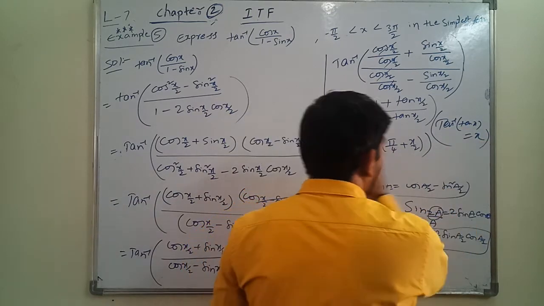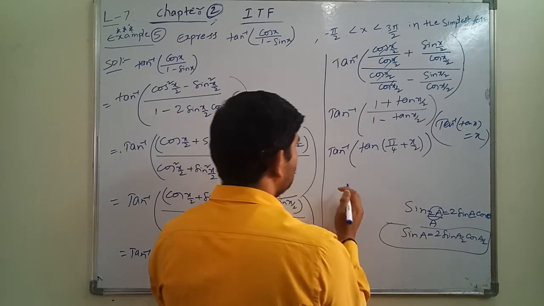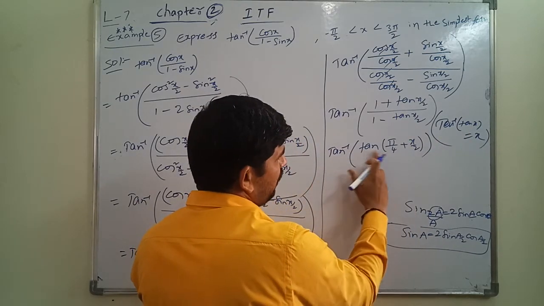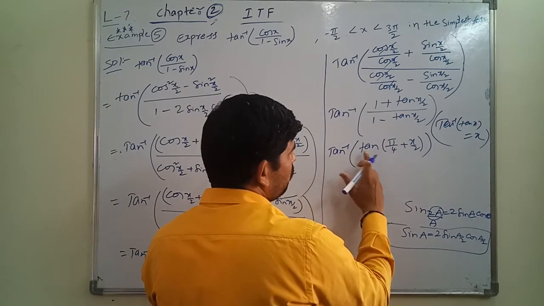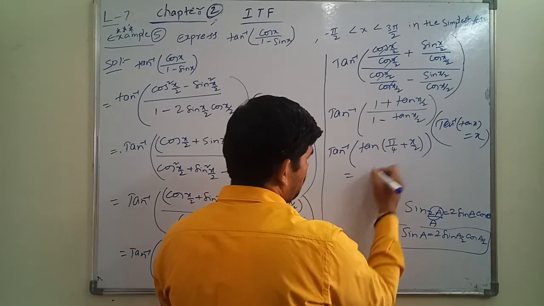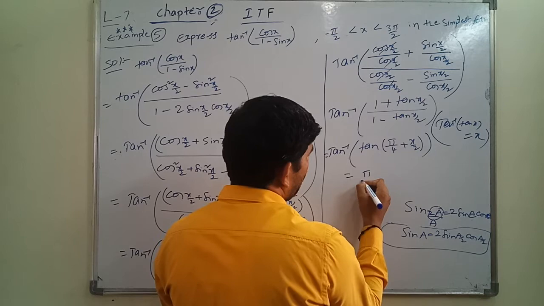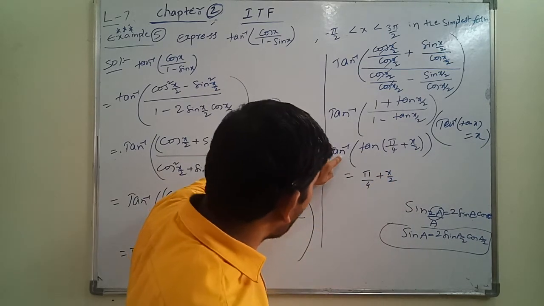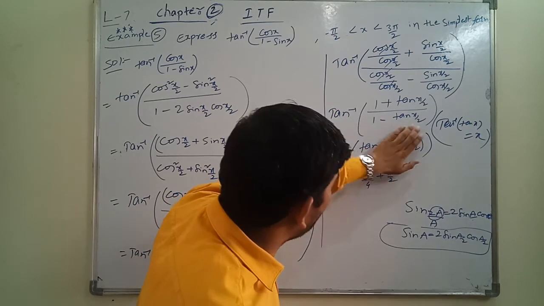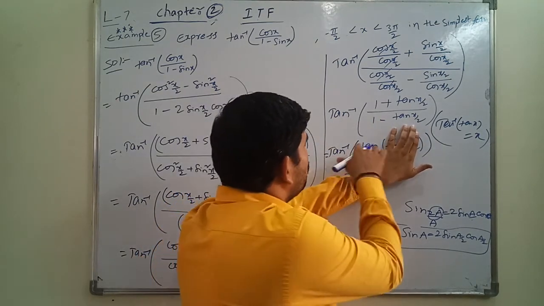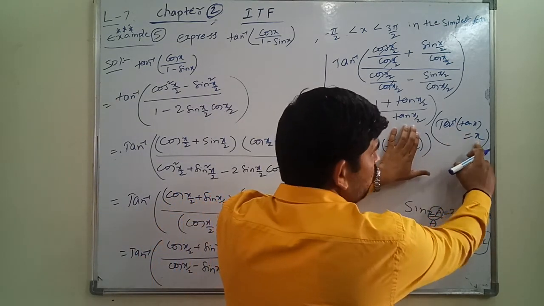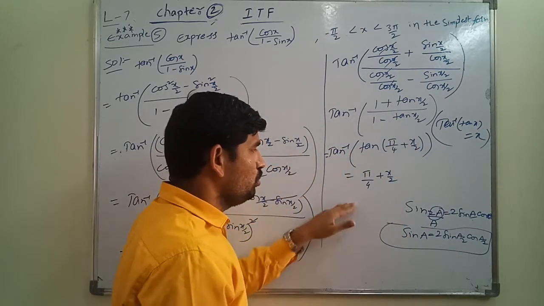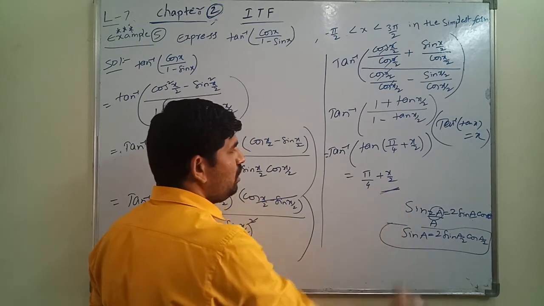So I am going to use that formula here. Tan inverse of tan, say this total as x. Tan inverse of tan x is equal to x, so we get here pi by 4 plus x by 2. Yes or no? Once again I will repeat: tan inverse of tan, this total part is x. Tan inverse of tan x is x. So we got here pi by 4 plus x by 2. Yes or no? So this is our final solution.